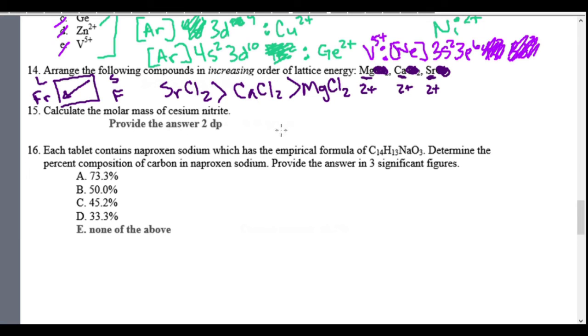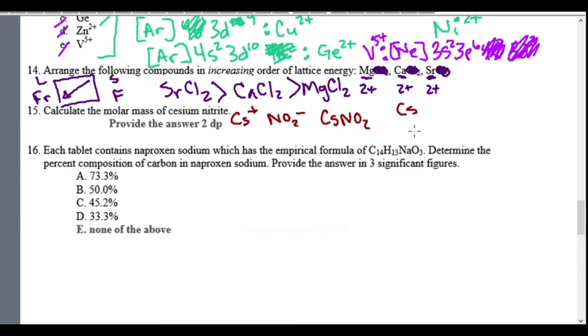The molar mass of cesium nitride. Cesium is in group 1A, so it has a +1 charge. Nitride is N, I knew it was 2 and I wrote 3 anyways, NO2 minus. So when we put these together, that's CsNO2. Alright, so to find the molar mass, we're going to need to add all these together.